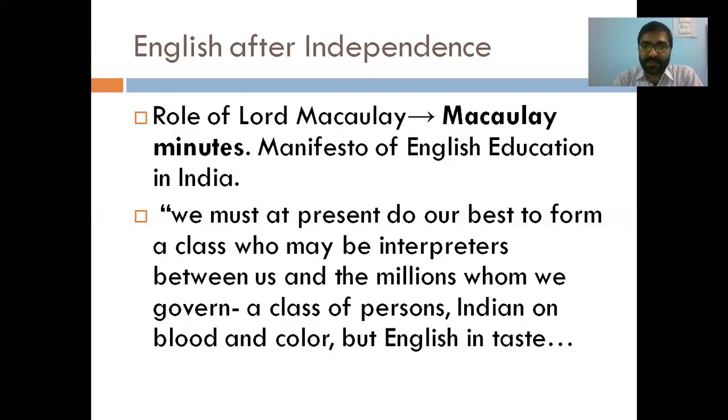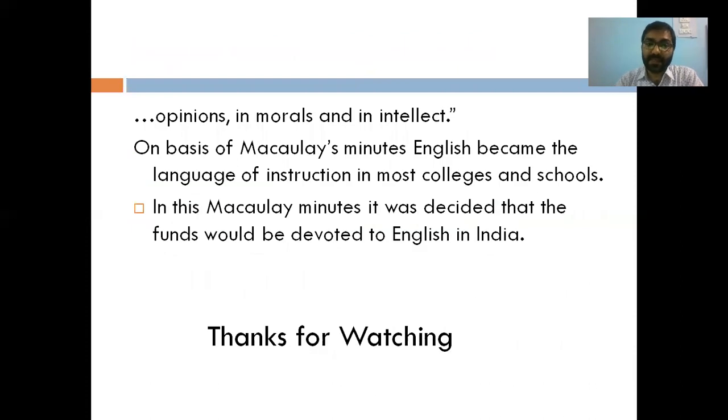We must at present do our best to form a class who may be interpreters between us and the millions whom we govern. A class of persons, Indians in blood and color, but English in taste, in opinions, in morals, and in intellect. So, on the basis of Macaulay's minutes, English became the medium of instruction in colleges and schools. That is very important.